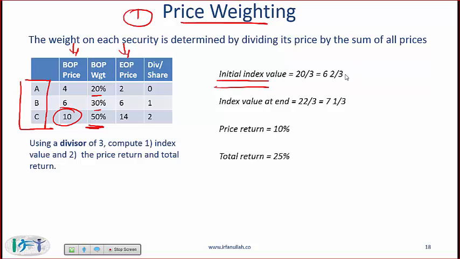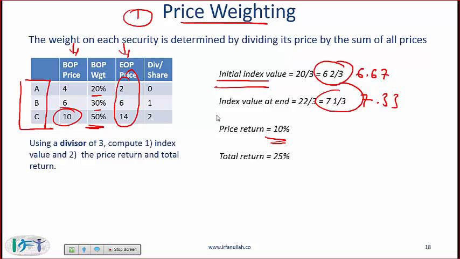So this is 6 2/3 or 6.67. What is the index value at the end? It's the sum of these 3 divided by 3, so that's 7 1/3 or 7.33. The index return as you go from here to here is 10%. If you were to calculate the total return, then the total return would be 25% because it would also include the dividend. So this is the basic point.